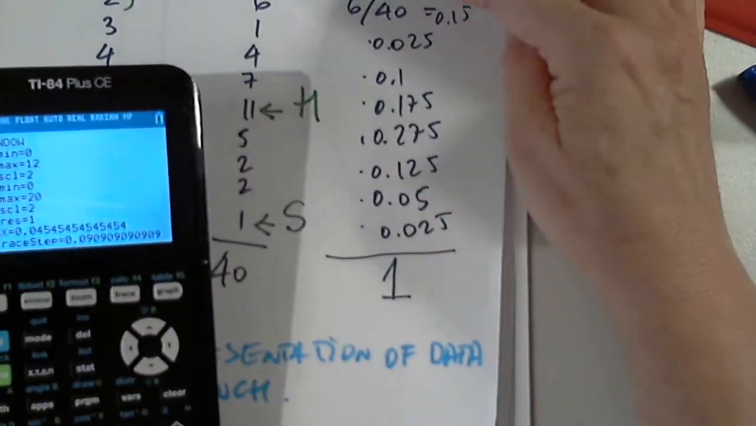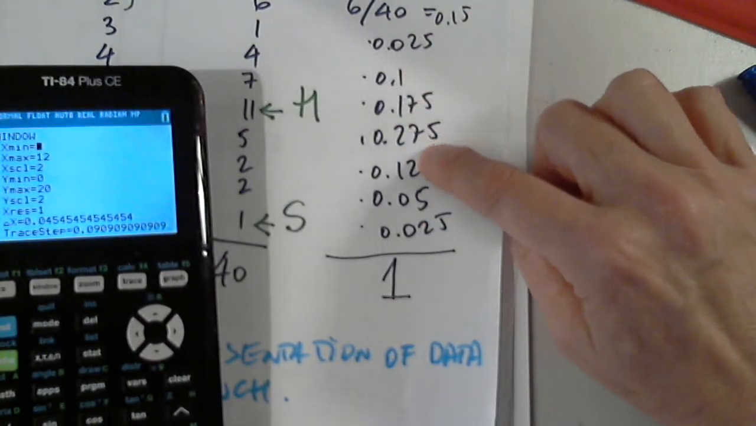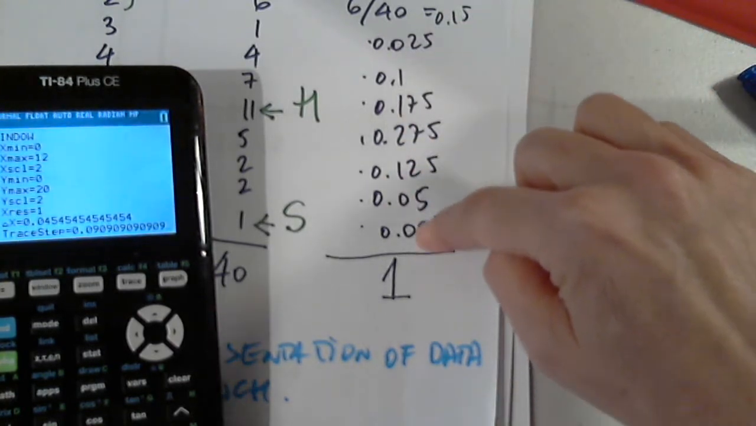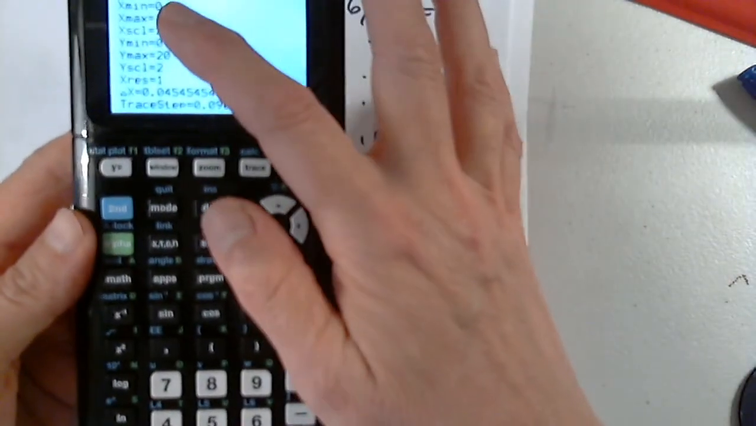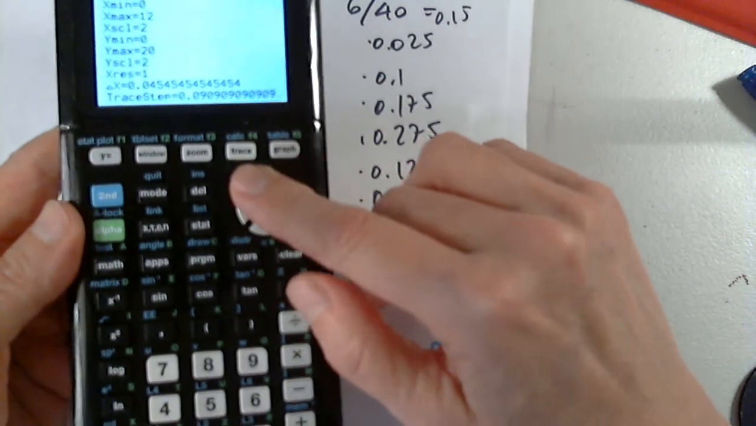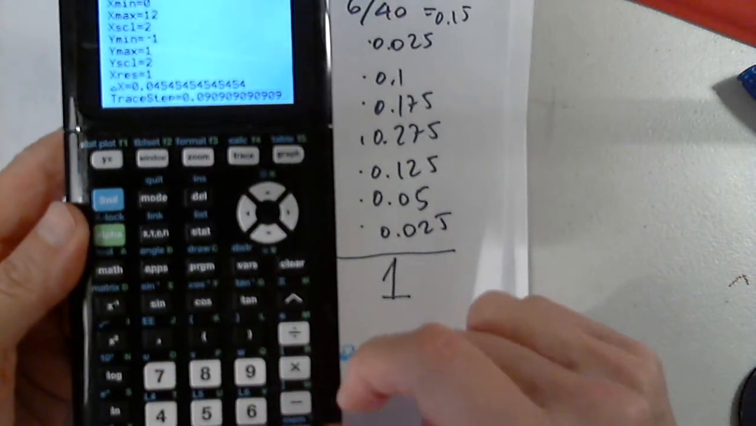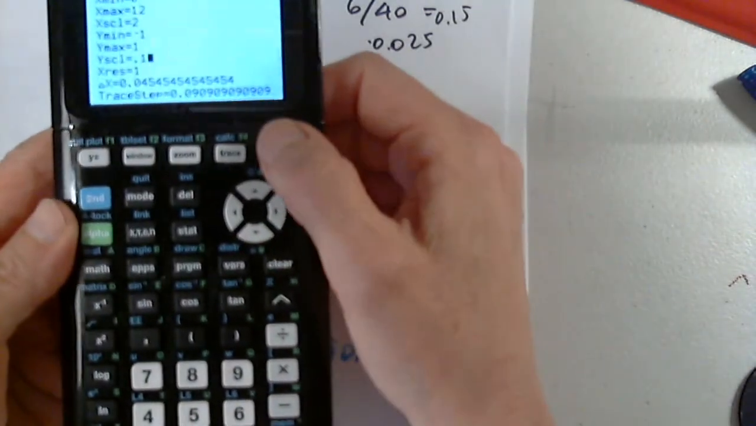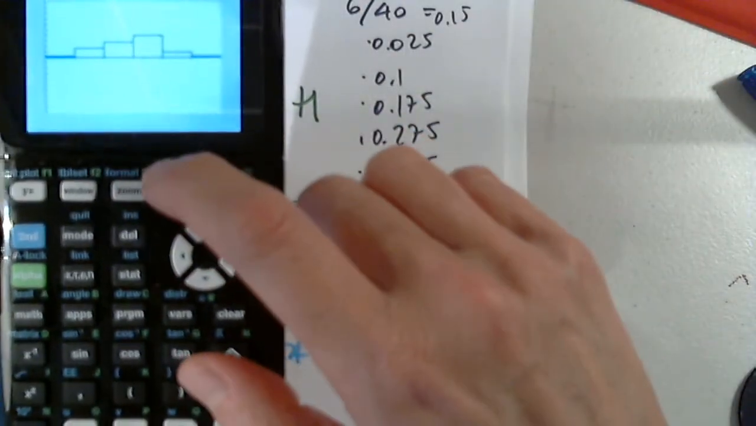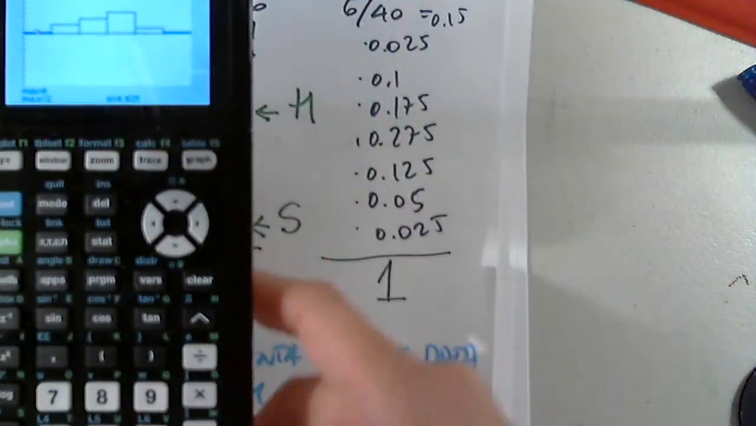Again, the viewing window is the problem. Why? Because now the height is between 0 and 0.3. So X minimum can stay, but Y, let's say from -1 to +1 with a scale of 0.1. Here it is, because the height is so small. Again, I can trace, and I see the first entry, 0.025, etc.